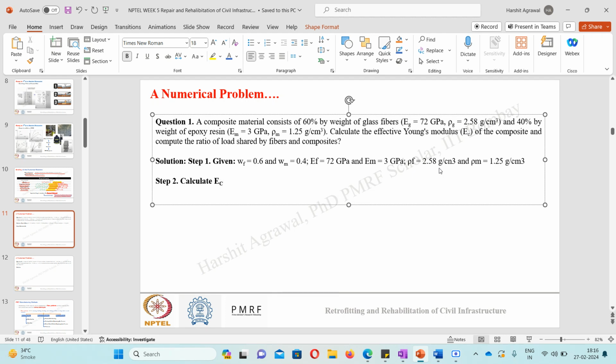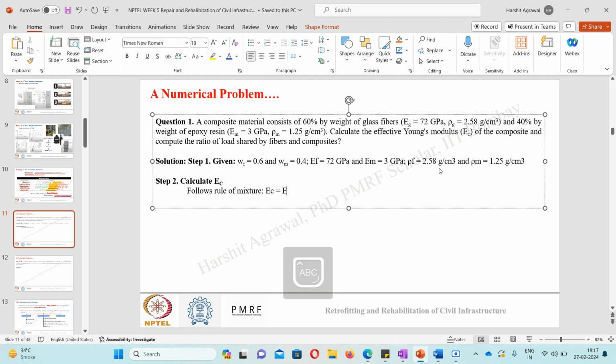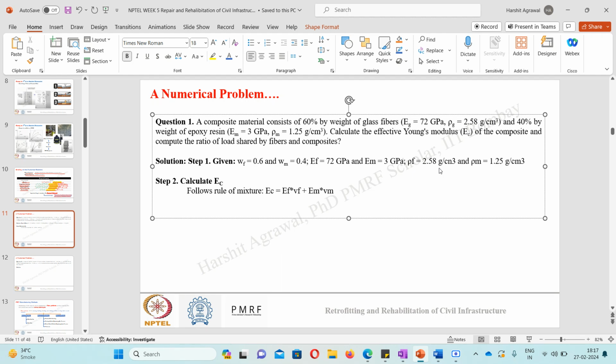Okay, so we know Young's modulus of composite follows the rule of mixture. So we can write Ec is equal to Young's modulus of fiber times volume fraction of fiber plus Young's modulus of matrix times volume fraction of matrix.